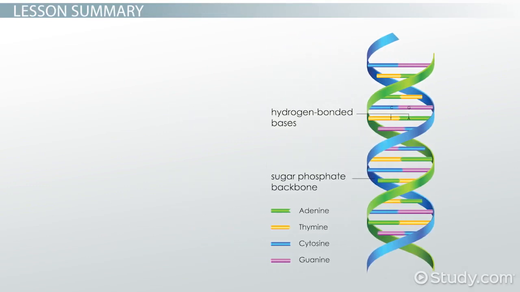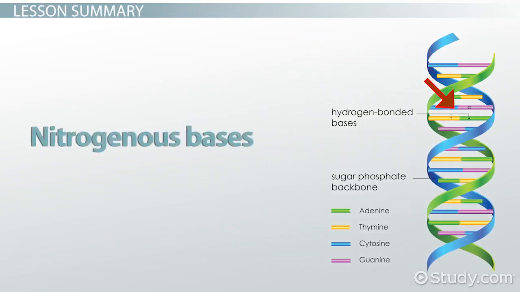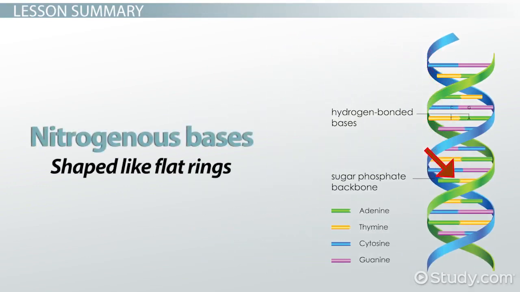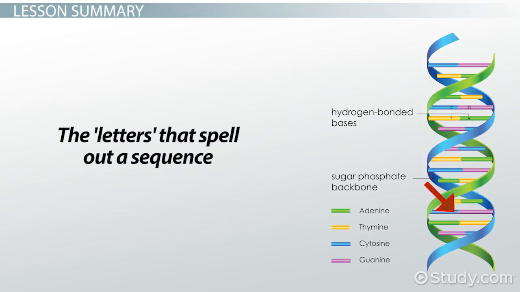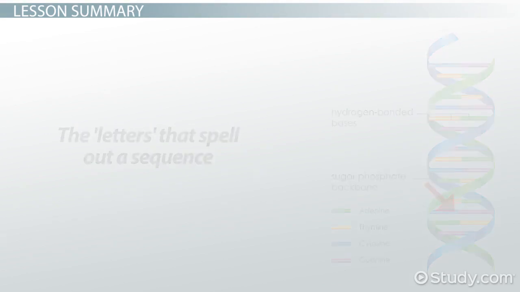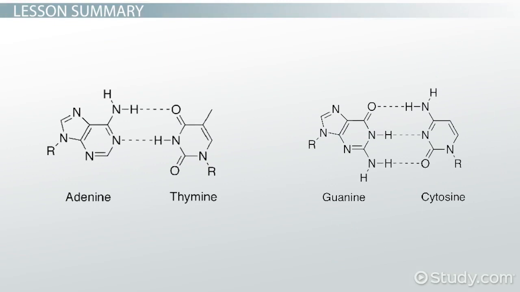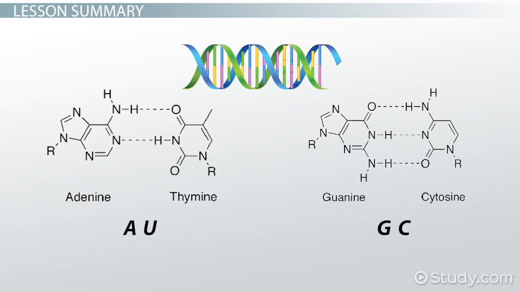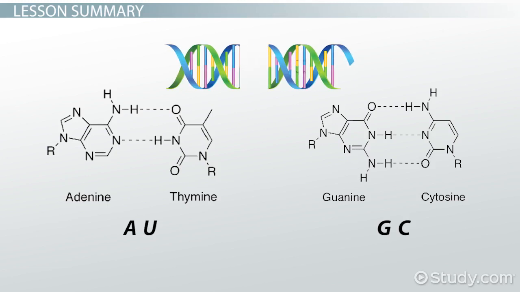If you think of DNA as a twisted ladder, nitrogenous bases are the rungs. They are shaped like flat rings. Their function is to be the letters that spell out a sequence. Some, like adenine, also have other roles in the cell. Nitrogenous bases make hydrogen bonds that let them pair up with their partner. In DNA, it's G to C and A to T. In RNA, U takes the place of T. The bonds are strong enough to hold the double DNA strand together, but weak enough that enzymes can easily unzip the strand when it's time to make a copy.